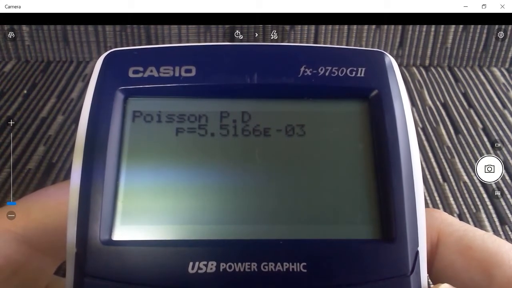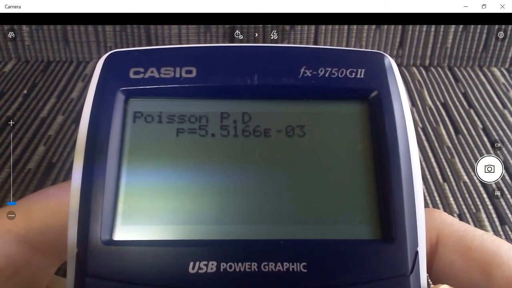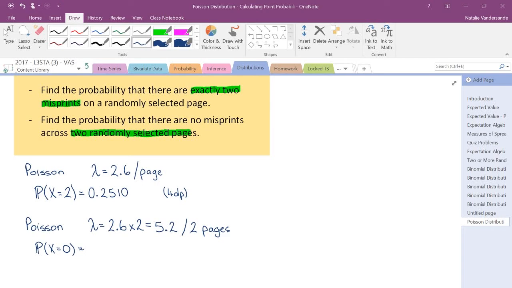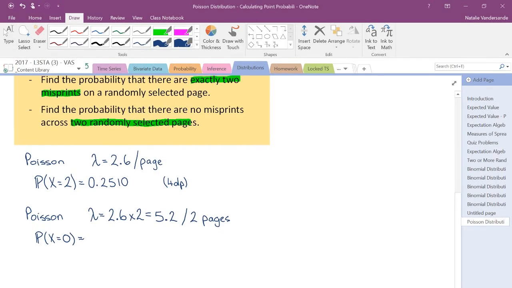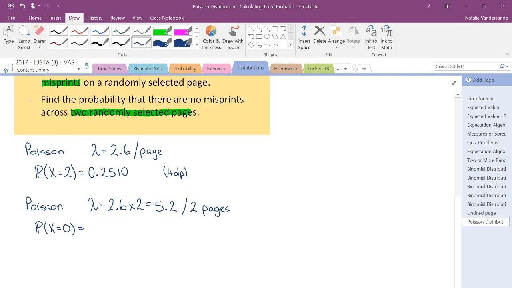And here we have our answer for the second question. Writing down our answer: 0.0055 to 4 decimal places.